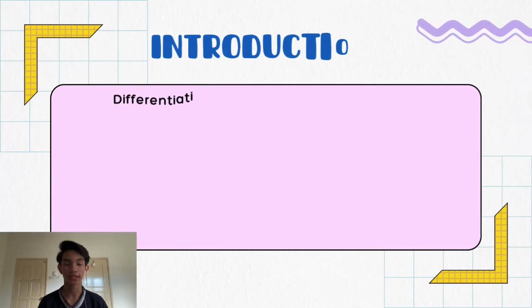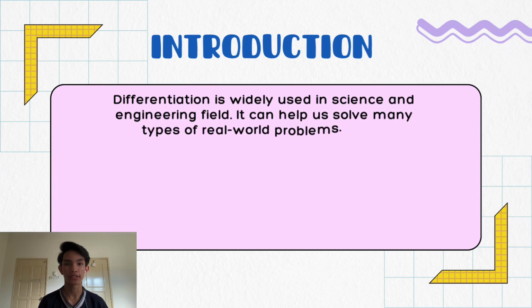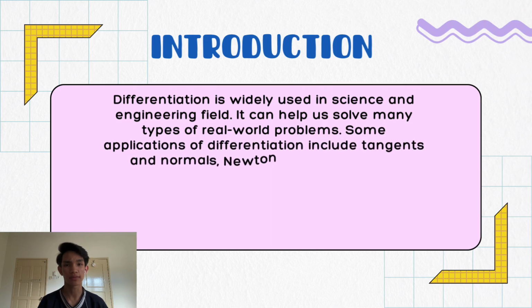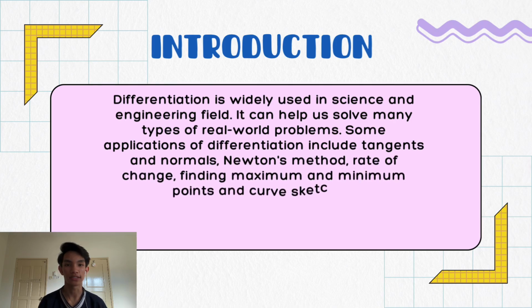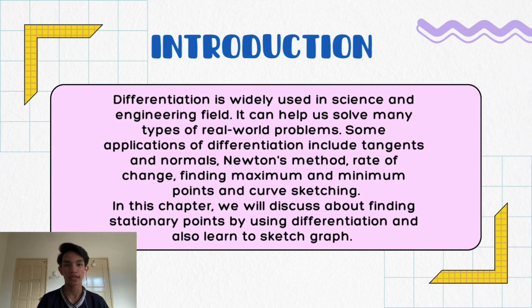Hi, my name is Zahid. Today I would like to present about introduction about application of differentiation. Differentiation is widely used in science and engineering field. It can help us solve many types of real-world problems. Some applications of differentiation include tangents and normals, Newton's method, rate of change, finding maximum and minimum points, and curve sketching. In this chapter, we will discuss about finding stationary points by using differentiation and also learn to sketch graph.